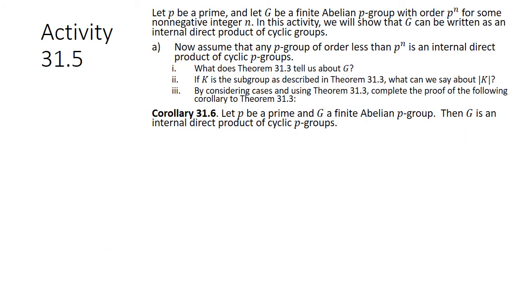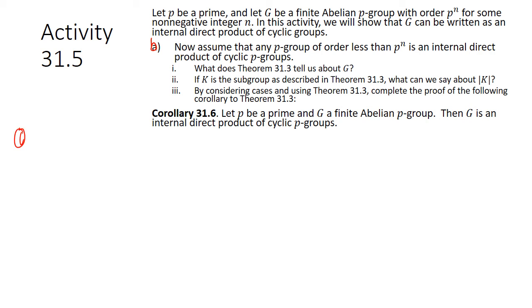All right, this is supposed to say B, sorry, it's a typo. So let's look at part B. So now assume that any p-group of order less than p to the n is an internal direct product of cyclic p-groups. All right, so let's look at part 1 here. What does Theorem 31.3 tell us about G?